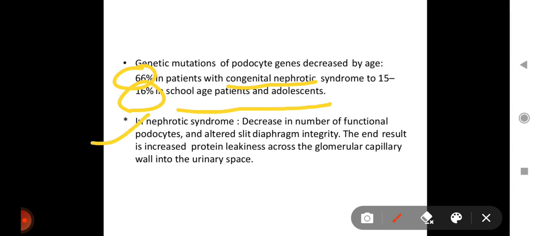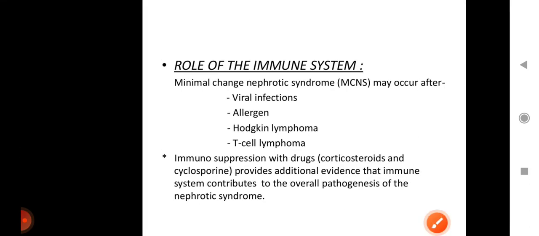So what happens in nephrotic syndrome with podocytes? There is a decreased number of functional podocytes, altered slit diaphragm integrity, and the end result, the important part is this, the end result is increased protein leakiness across the glomerular capillary wall into the urinary space. So podocyte damage is the central part in the pathogenesis of nephrotic syndrome.